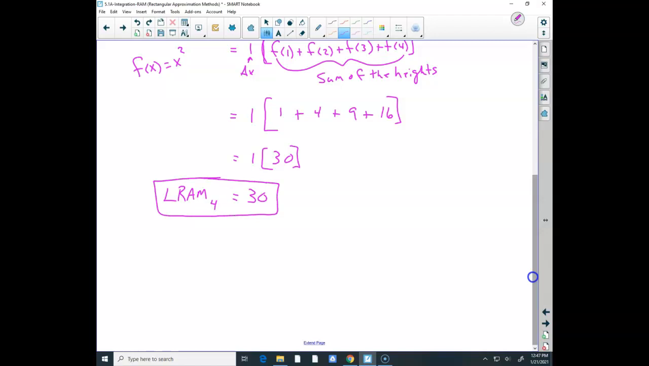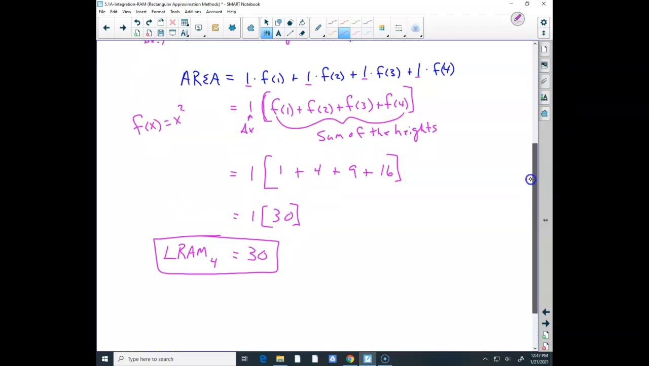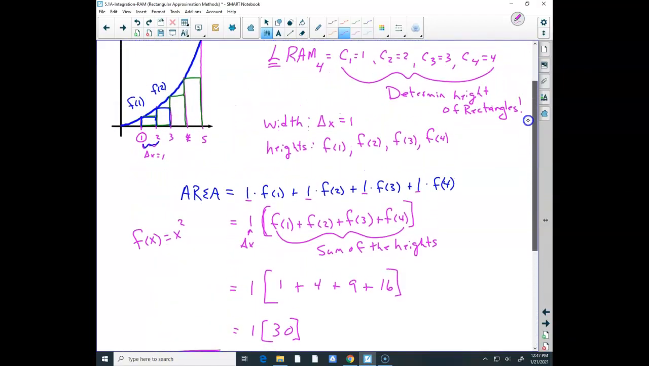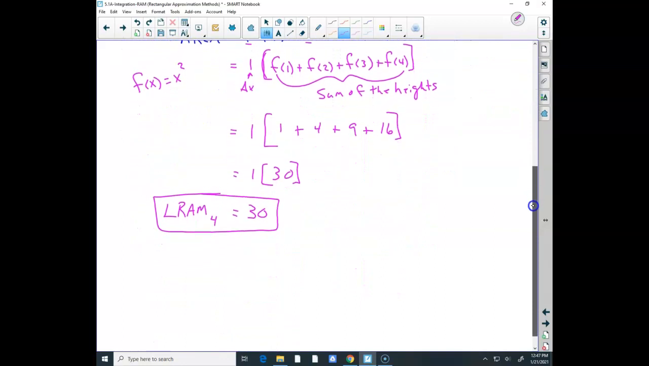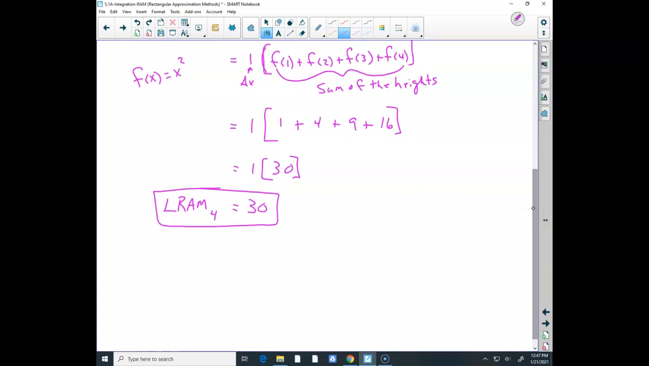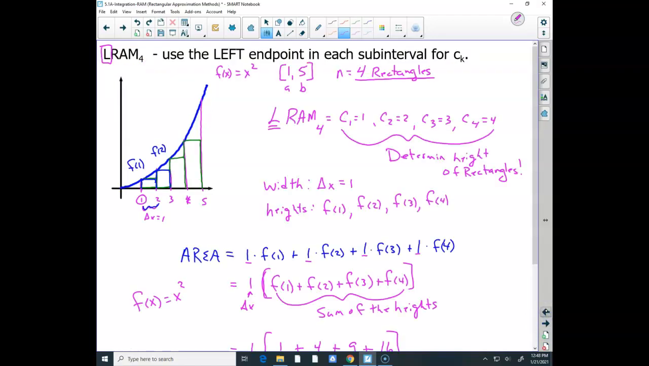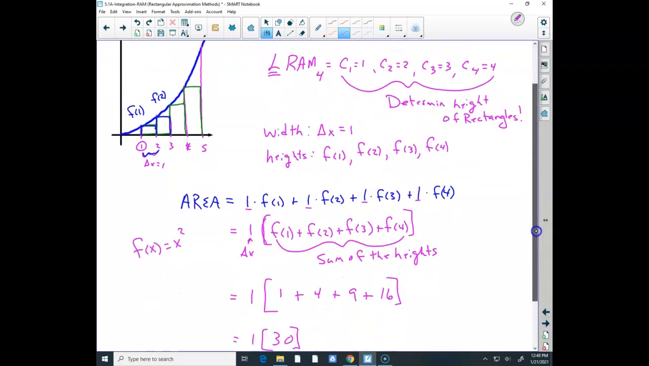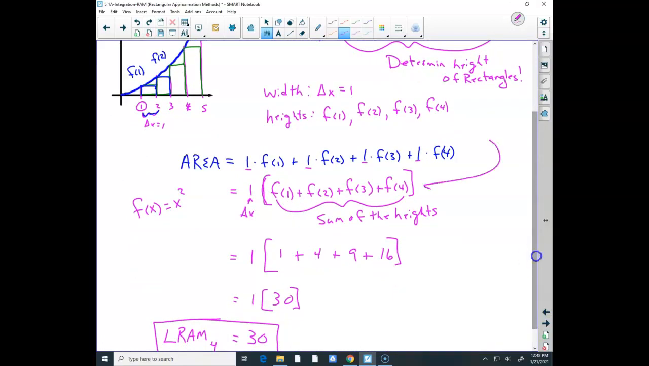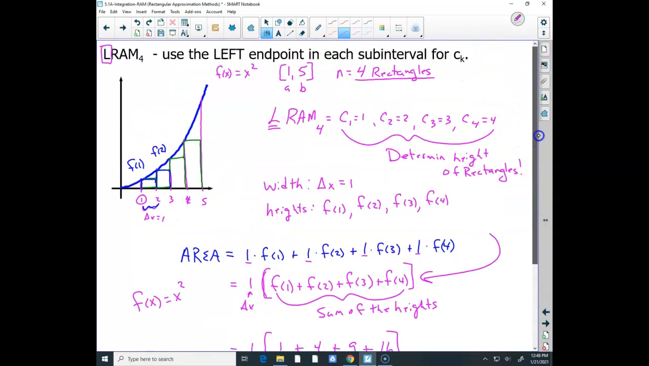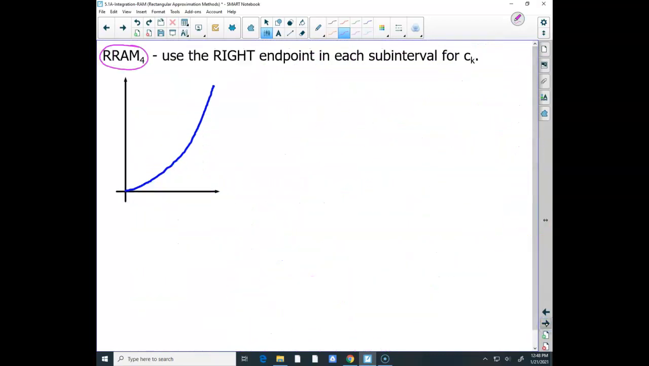Notice I don't have units, I don't have square units on that, because I don't know what the units of my graph are. They didn't give me units, so I'm just going to say my left RAM of 4 is 30. And then from there, we are going to move on to the next one, and we are going to do a right RAM of 4. Now, I'm not going to go through all of this pain and anguish, guys. Most of the time, we are going to just skip down to here, understanding what it is. But for a foundation builder, I'm going to go through them all so you know.